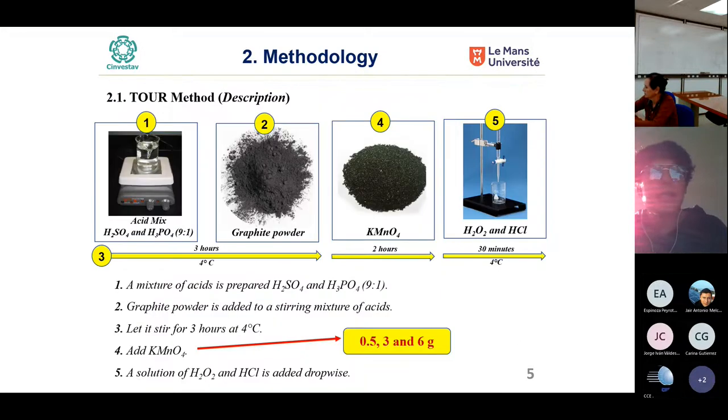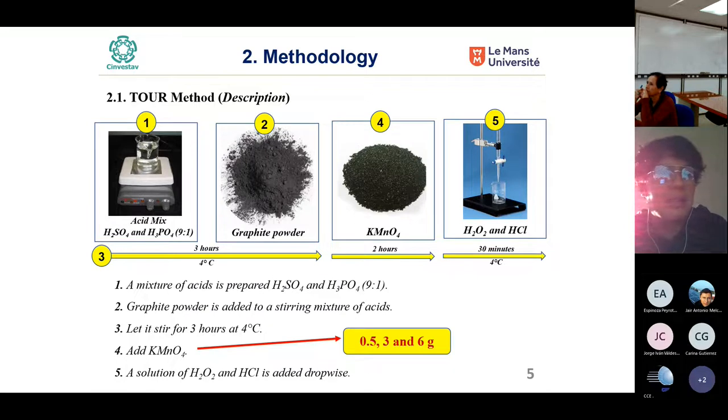In this slide, I'm going to talk about the methodology we used in this work. We used the Tour method, because the Tour method is easier in comparison with others. It's a quick method. We can obtain our material in around 2 days. This method starts with a mixture of acid, sulfuric acid and phosphoric acid, and the ratio we used was 9:1.